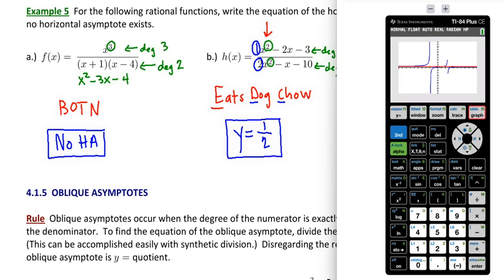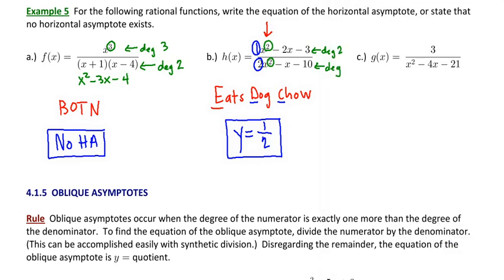Notice how the blue curve levels out over that horizontal asymptote on the left side. It does cross it in the middle, which is sometimes the case with the horizontal asymptote, never the case with a vertical asymptote. And it levels out underneath that horizontal asymptote on the right. So you can see the horizontal asymptote, y equals 1/2, fits the curve.